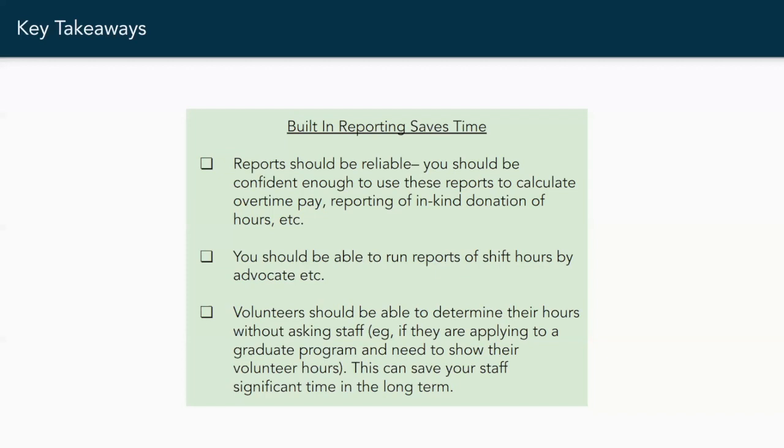They're not reliable enough. They should also be flexible. You should be able to use these reports for all of your shift hour reporting needs, everything from reporting of in-kind donation of volunteer hours to other reports that your grantors might request. You should be able to run reports of shift hours by advocate. I just put that as a separate block.